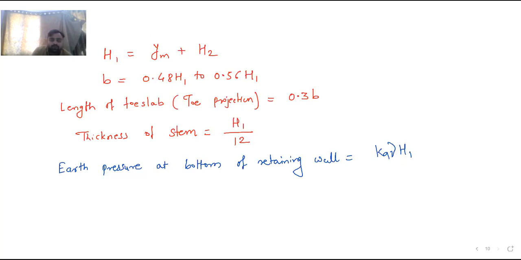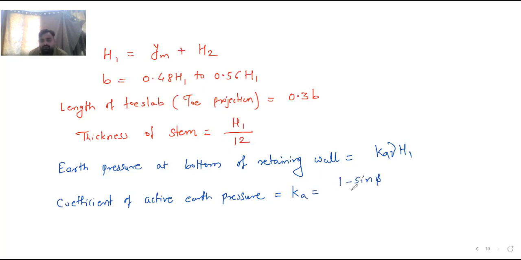Then how do we calculate the coefficient of active earth pressure? The coefficient of active earth pressure K is equal to 1 minus sin phi, divided by 1 plus sin phi. This formula is already known to you. It is calculated like this.